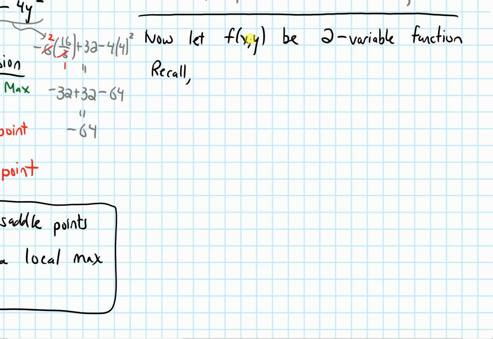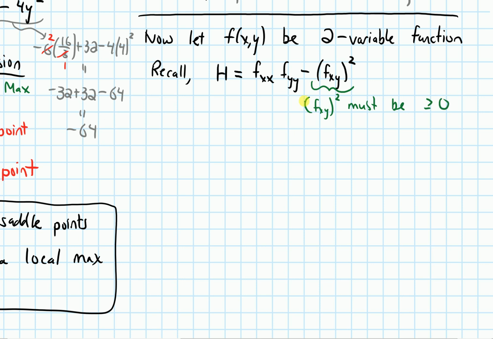So let f of x comma y be a two variable function. And we've seen that the second derivative test involves this term H, the Hessian, which is fxx times fyy minus f of xy squared. What I want to notice about this initially is that the f of xy squared term must be, because I'm squaring it, greater than or equal to 0. It can't be negative after you square that real number.